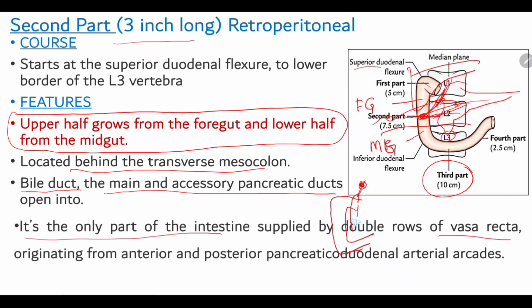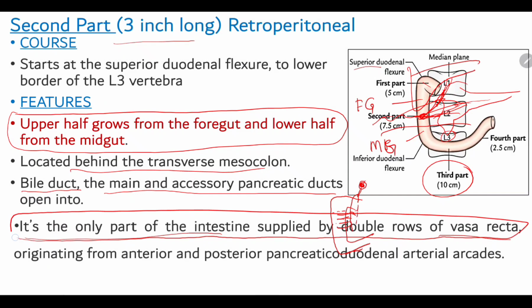On reaching the concavity, the anterior pancreatico-duodenal artery gives branches to the second part of duodenum anteriorly, and the posterior pancreatico-duodenal artery supplies the second part of duodenum posteriorly. So it gets a series of small arteries from the anterior pancreatico-duodenal artery on the anterior surface, and on the posterior surface from the posterior pancreatico-duodenal artery. That means it is the only part of the intestine which is supplied by the double rows of vasa recta.